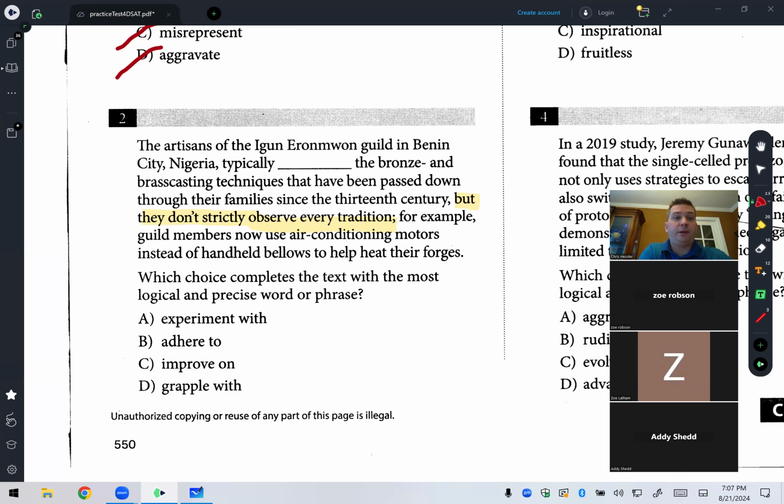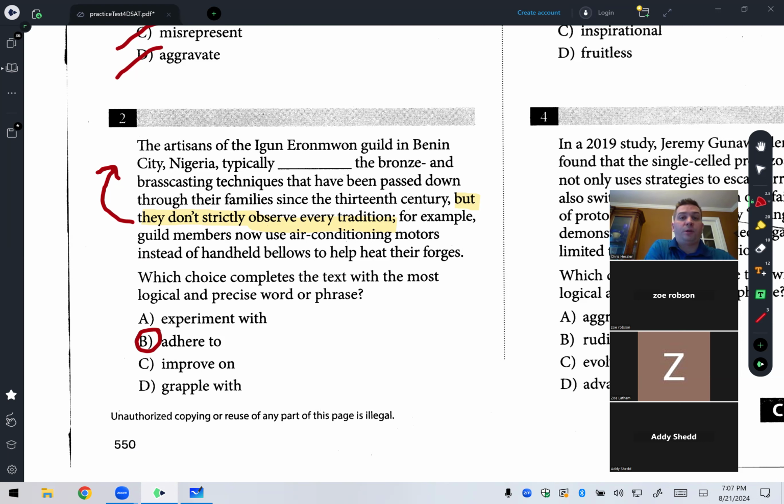All right, so we could try just reading the words back into the sentence, but I highlighted part of the sentence that I think should actually influence our answer. So they typically do adhere to the techniques that have been passed down, but not always. So typically they do, which would be answer choice B. Typically they adhere to these ancient techniques. These techniques have been passed down through the centuries, but they don't always observe every tradition.